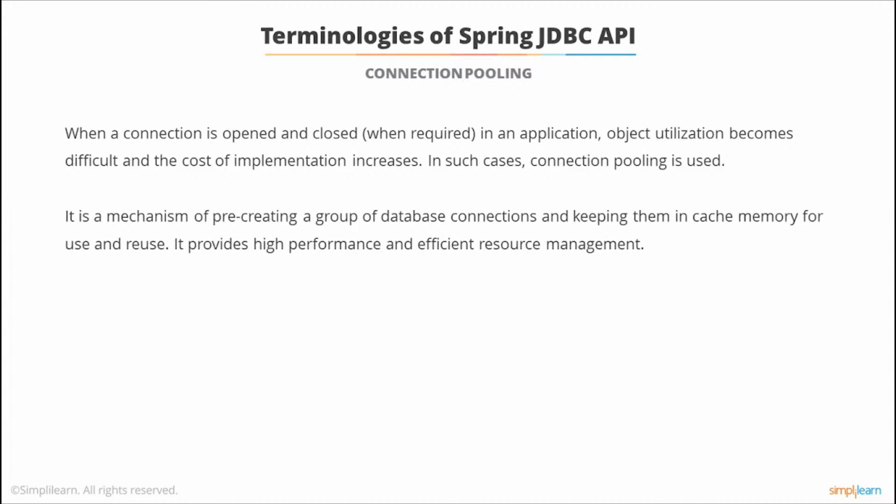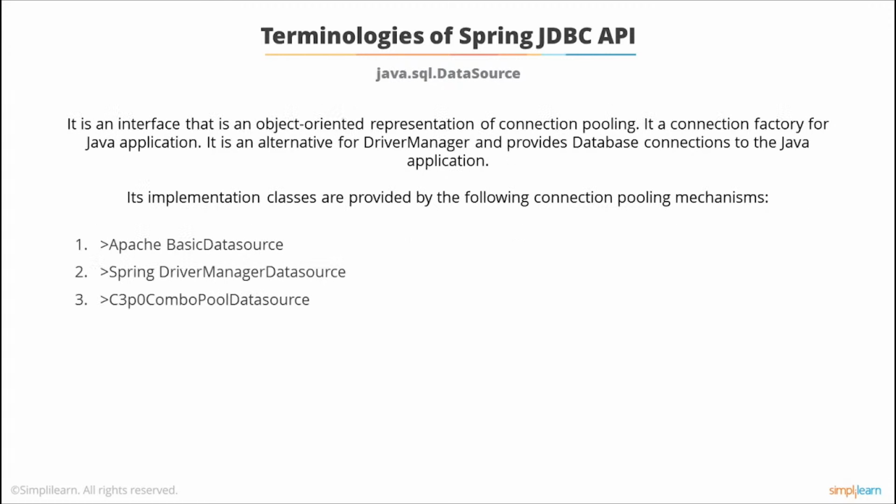When a connection is opened and closed when required in an application, the object utilization becomes difficult and the cost of implementation increases. In such cases, connection pooling is used. It is a mechanism of pre-creating a group of database connections and keeping them in cache memory for use and reuse. It provides high performance and efficient resource management.